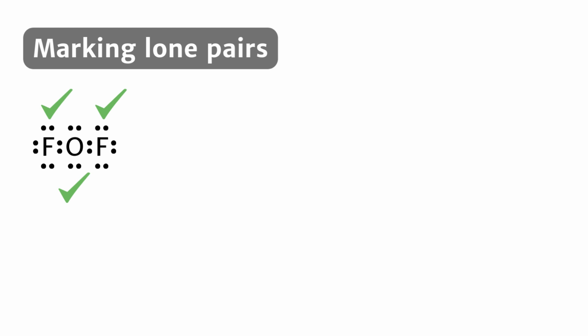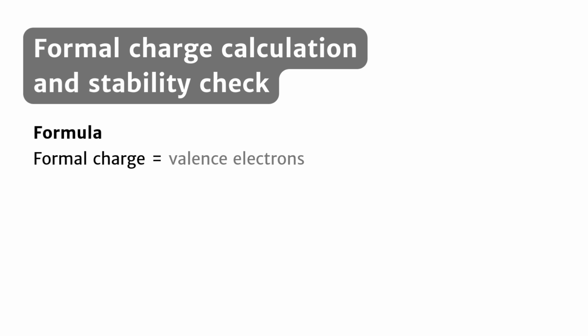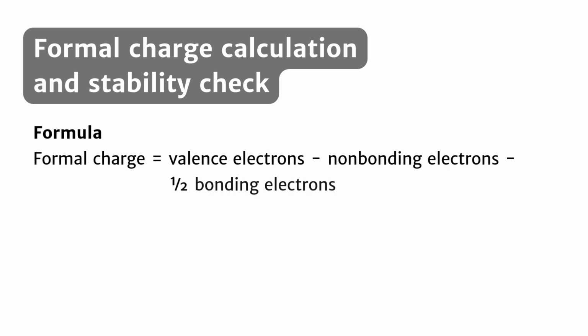Now we will calculate the formal charges for each atom to determine the stability of the final structure. This is the formula we can use to calculate formal charges for the OF2 Lewis structure. Formal charge equals valence electrons minus non-bonding electrons minus half times bonding electrons. Simply input the data and place the values in to obtain the formal charges for each specific atom.